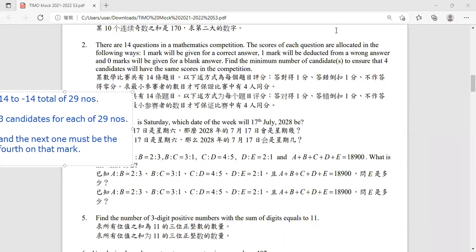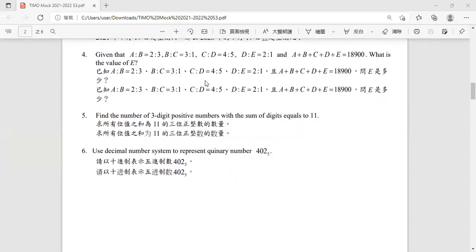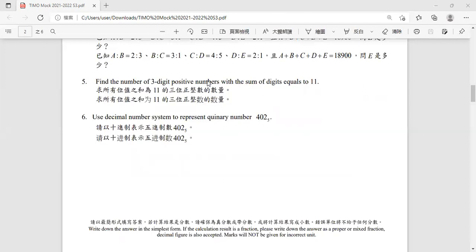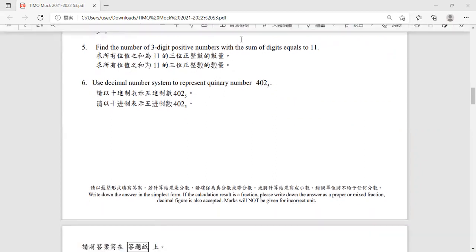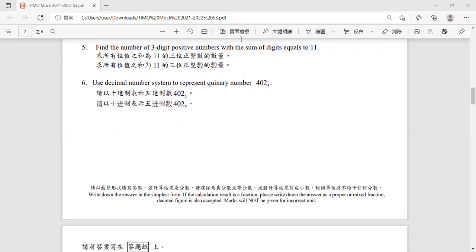Any more questions? Okay. Question 5. How can I get this answer? Actually, it is very simple, but maybe you don't have the idea.